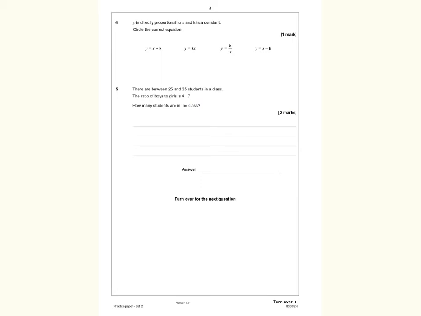Okay, so question 4 is y is directly proportional to x and k is a constant. Circle the correct equation. Now when y is directly proportional to x, that means there is an equation y equals k times x, which is this one.